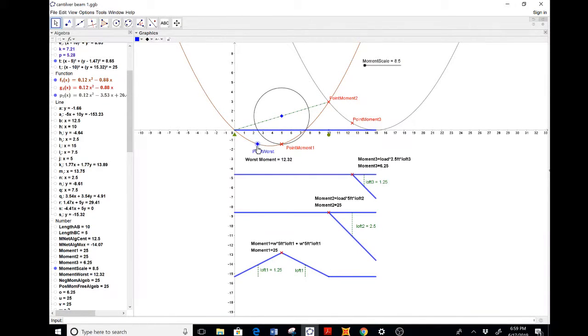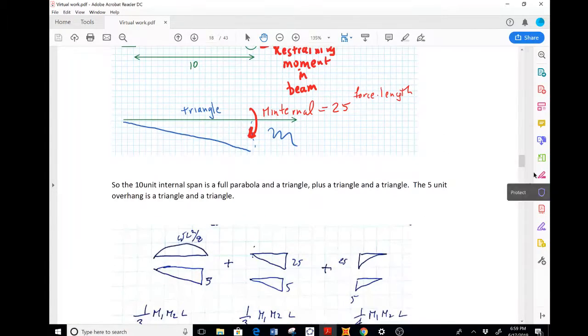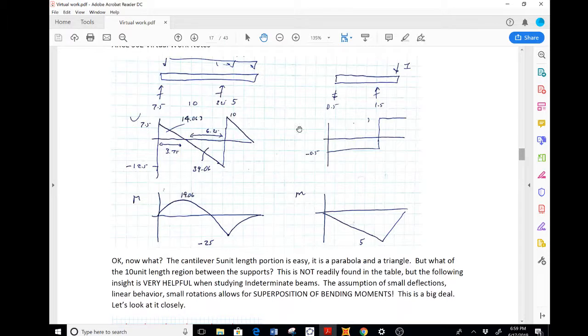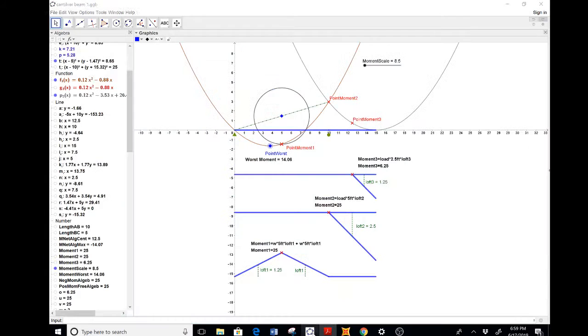And what I can do then is just find the worst moment, which is not here, it's over here, right there, and I just wiggle this around until I find it, boom, and it's 14.06, which is exactly correct. That is, if you were to do this algebraically, there's the 14.06. So it's kind of incredible. I don't think this has ever been done before. To get the moments has been done before using Muller-Breslau, but to get the bending moment diagram from this, I think that that's unique.